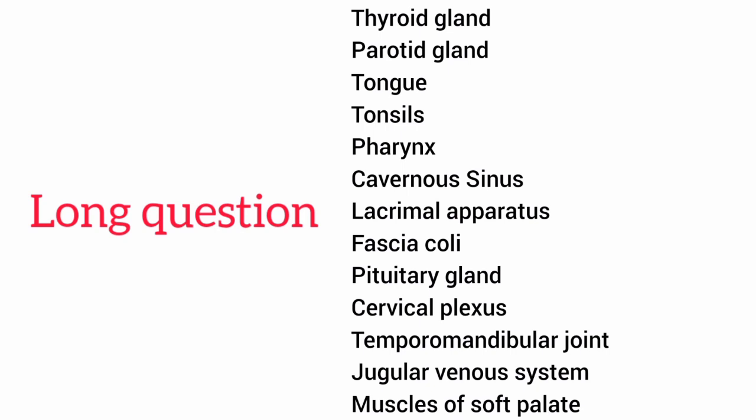The temporomandibular joint is very important, like shoulder joint is very important in upper limb. Same goes with temporomandibular joint, which is important in the head part. The jugular venous system is also very important. The landmarks and how the pulsations are affected. All the muscles of the soft palate are important. Their nerve supply is the main important catch.